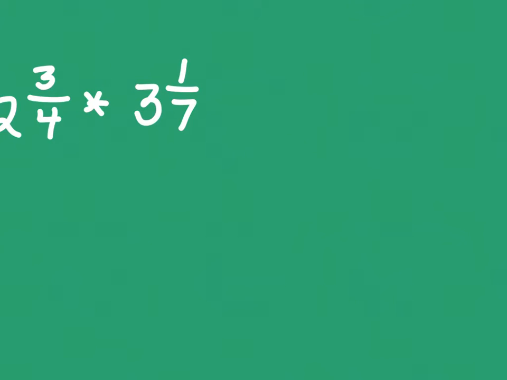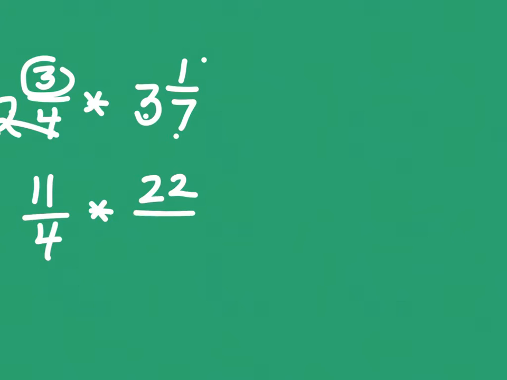Suppose we had two mixed numbers, or we could do the same thing if we have a mixed number and a common fraction. If we're going to multiply here, what we should do is probably change these into improper fractions first. So just a reminder, we do that by doing 2 times 4 and then adding the 3. So 2 times 4 is 8 plus 3 would be 11 fourths times 3 times 7 is 21 plus 1 is 22 over 7. Now again, I could multiply straight across and then simplify, or I recognize I have an even number here and an even number here.